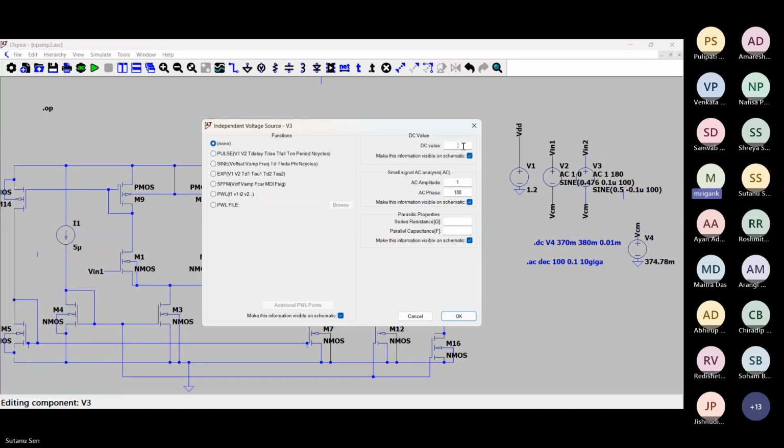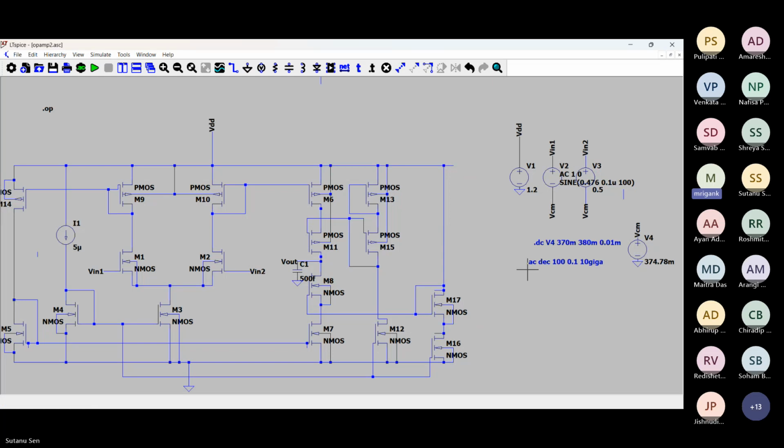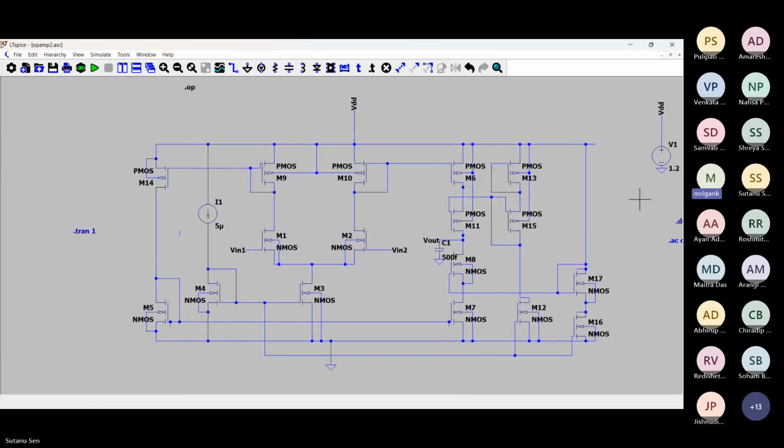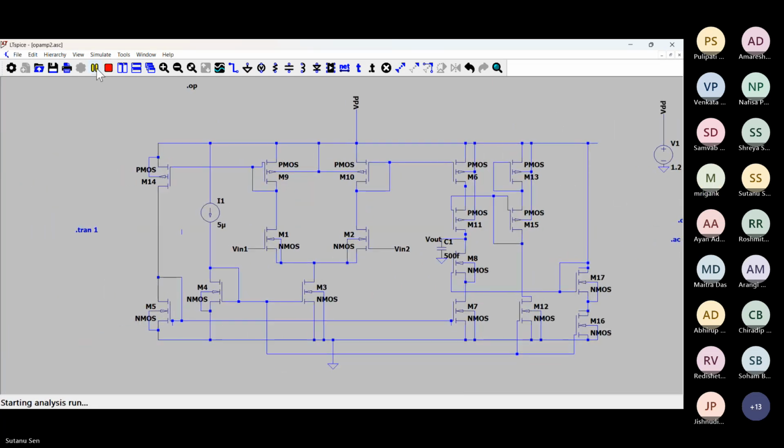This circuit does not give this kind of behavior. There is some problem with this PTM model, which is why we are getting this kind of asymmetry, because in Cadence, etc., this circuit behavior is not like this.